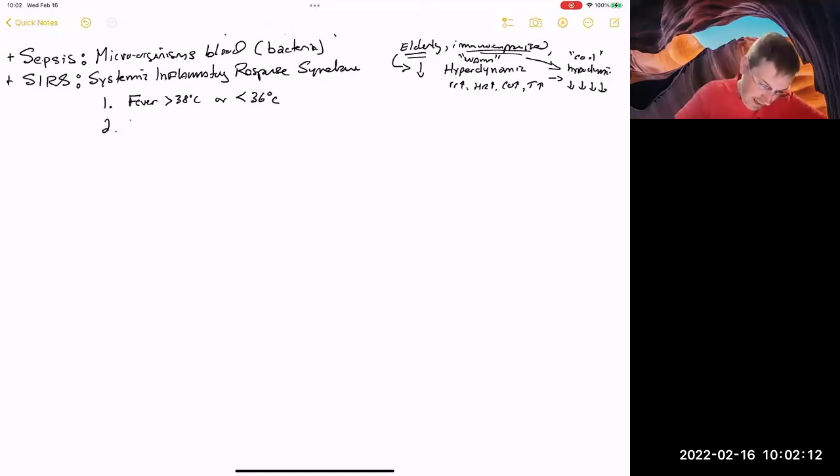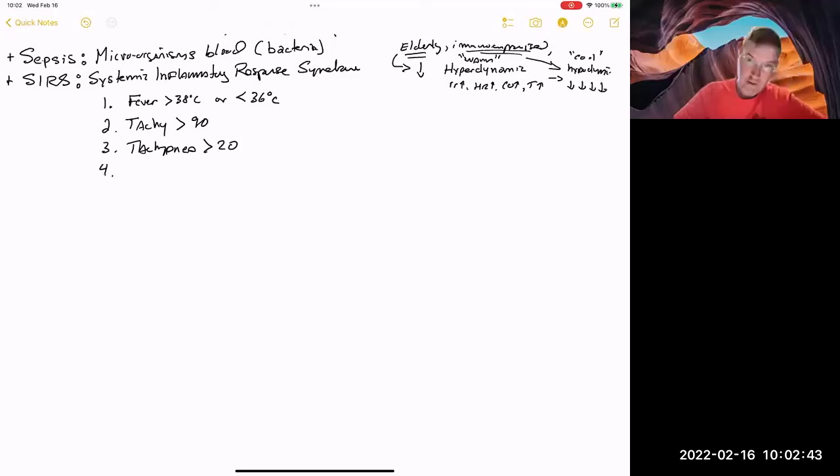The second criteria is tachycardia. Patient needs to be tachycardic. So they need to have greater than 90. The third criterion is tachypnea. That's an elevation in respiratory rate greater than 20. Of course, we're talking more of the adult patient here.